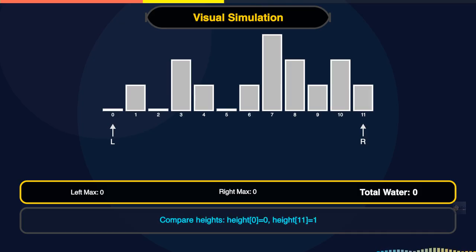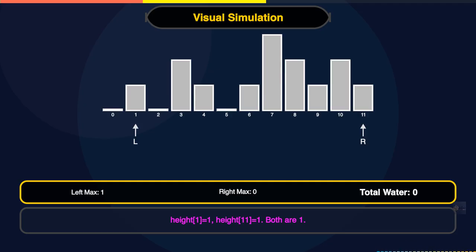First, we compare the heights at our pointers. Height at left is 0, and height at right is 1. Since 0 is less than 1, we process the left side. Our left max is 0, so no water is trapped here. We move left to the next bar. Next, the height at left is 1. We update our left max to 1.